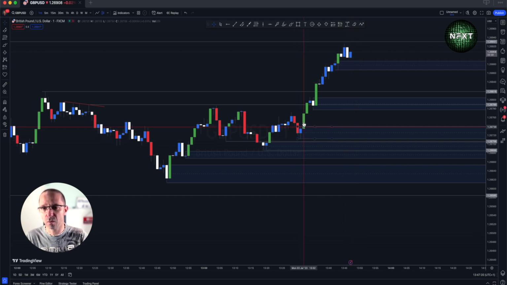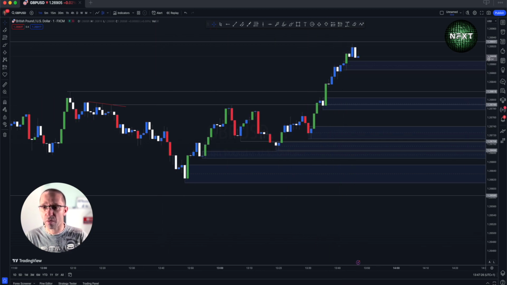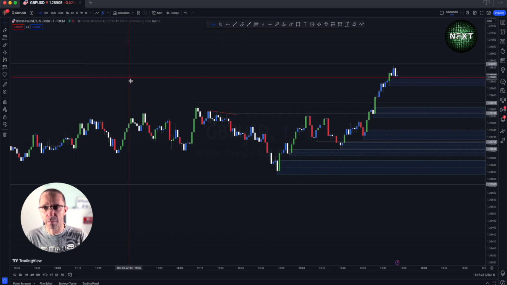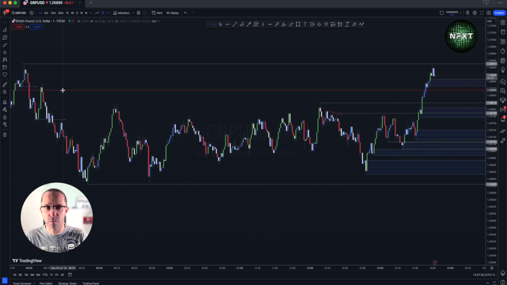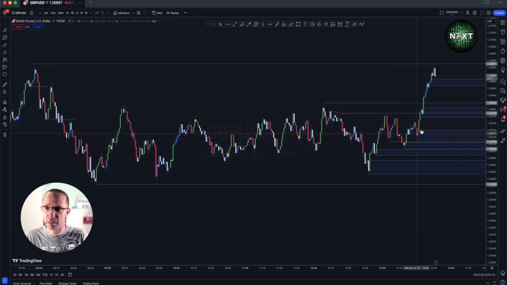But we can see how we've got demand, demand, demand, demand, demand, demand. Demand is in control. And that's why we saw these areas of supply back here, these two areas here removed, because we saw the demand was in control.